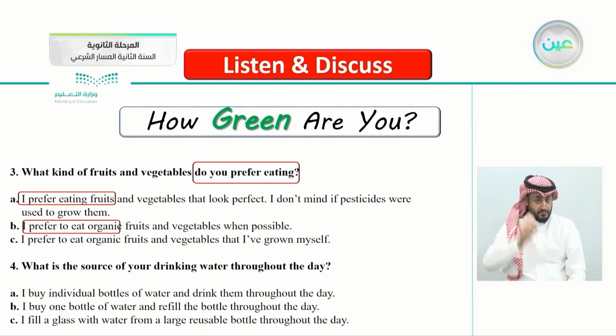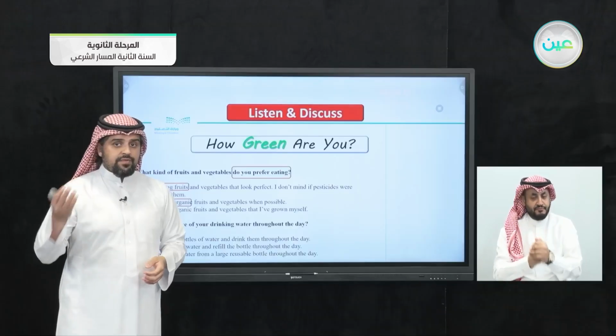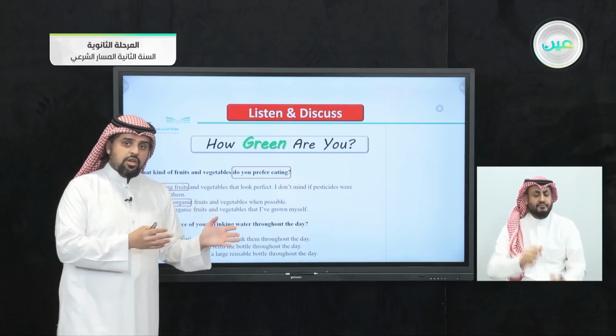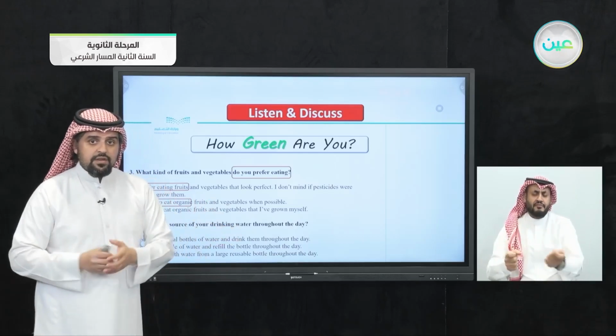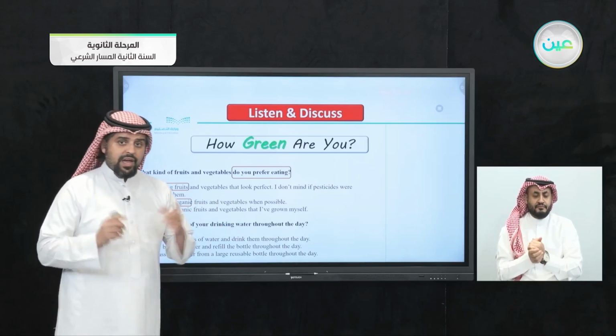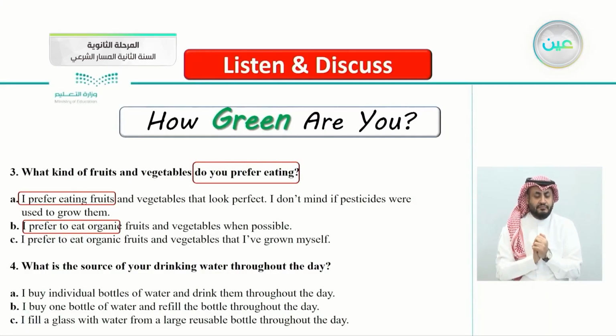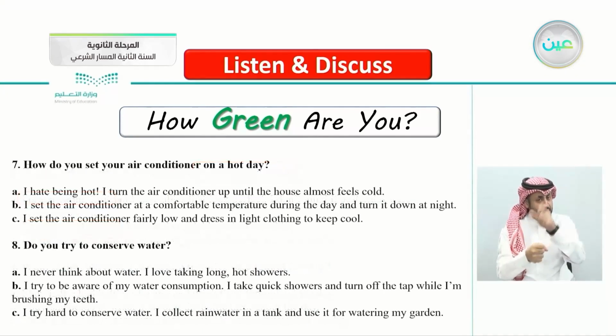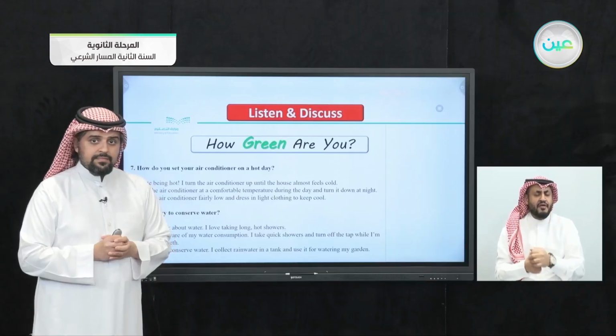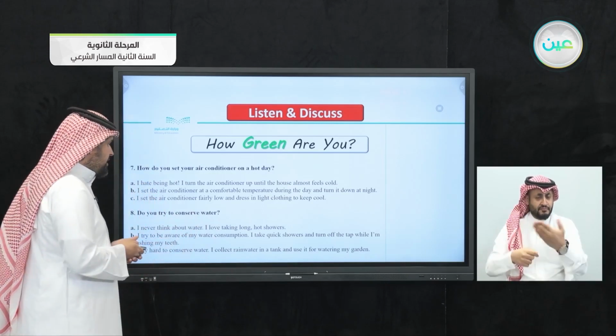So you can say I prefer eating, or you can say I prefer to eat. So you can use the gerund or the infinitive form. And remember, they both act as a noun. You can say I prefer eating fruits, or you can say, as the answer B here, I prefer to eat organic fruits, and so on. What about 7 and 8 here? Can you spot for me some gerunds and infinitives? Let's check them together here.